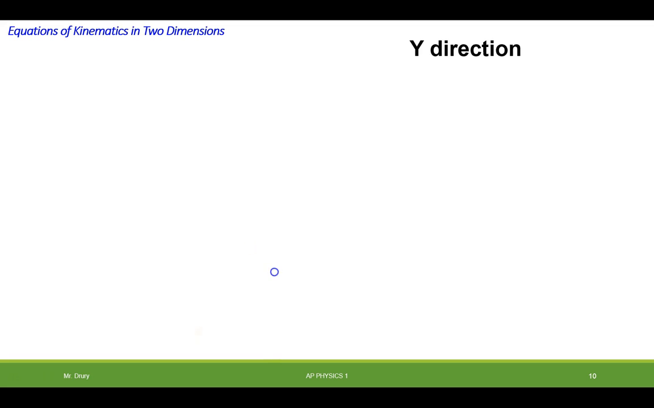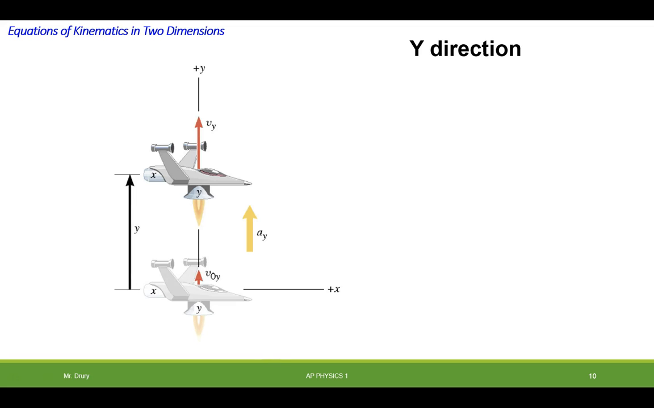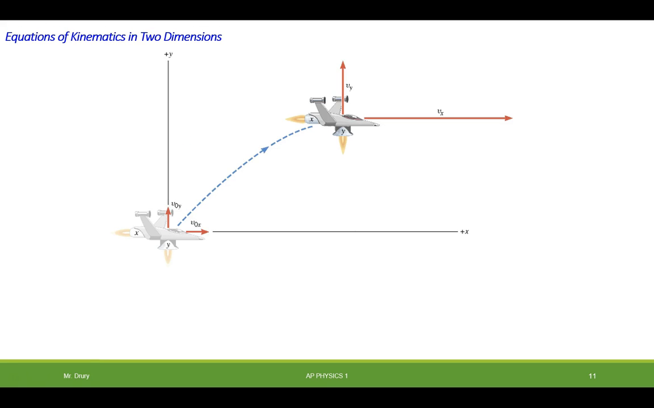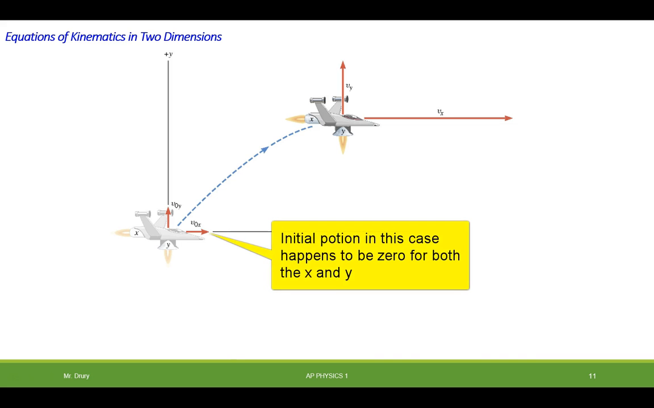All right. So is this true with the y direction? Well, let's look. You have a plane that could take off vertically. So it has an acceleration going up. You have an initial velocity in the y, a final velocity in the y, initial position in the y, final position in the y. So all those equations are completely the same. So what's the difference then? Well, let's look at this problem here. We have a plane that's accelerating in both the x and the y. They both have an initial velocity in the x and in the y. And they have an initial position in the x and the y.